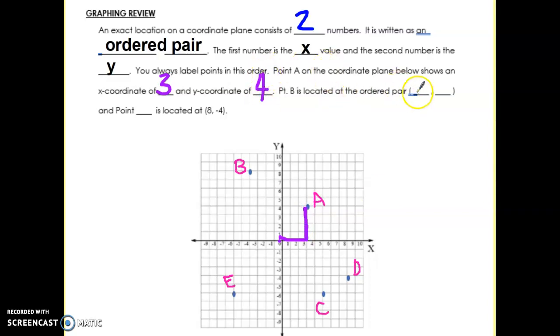All right, point B is located at the ordered pair of what? So again, same kind of idea. I'm going to start at 0, and I would count over, use my numbers, 1, 2, 3, 4 until I'm in line.